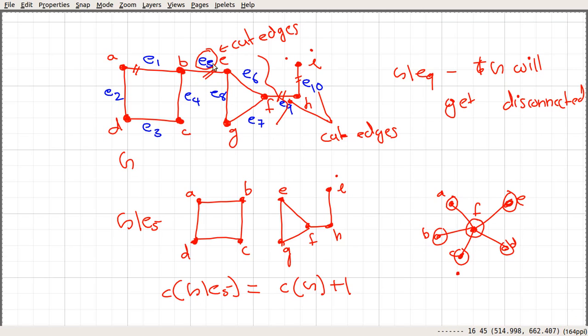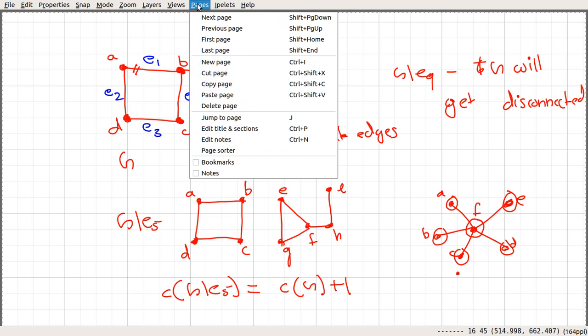Deleting a cut edge will only increase the number of connected components by 1, whereas deleting a cut vertex may increase the number of components by more than 1. Or maybe if you delete a particular vertex, the graph could still be connected. We saw many examples when we discussed cut vertices. So this is what is called a cut edge. If you delete that edge, the graph will become disconnected, and the number of connected components will increase by 1. That's the idea behind cut edges.